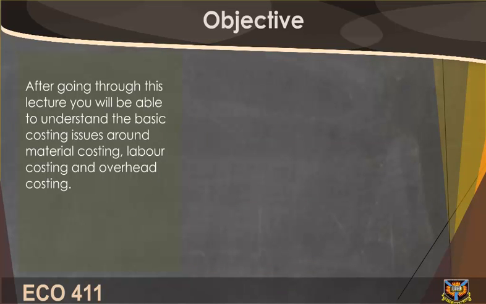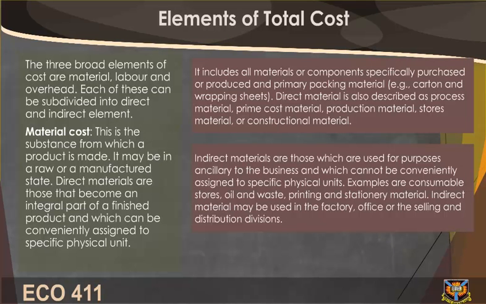Objective. After going through this lecture, you will be able to understand the basic cost issues around material costing, labor costing, and overhead costing. Elements of total cost. The three broad elements of cost are material, labor, and overhead. Each of these can be subdivided into direct and indirect elements.